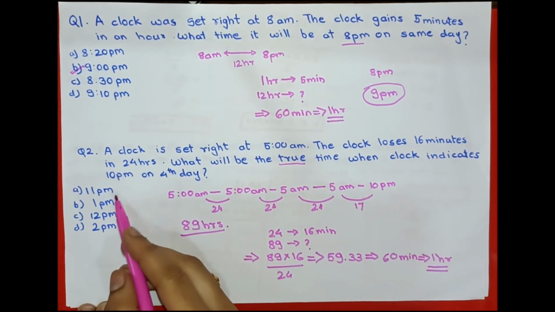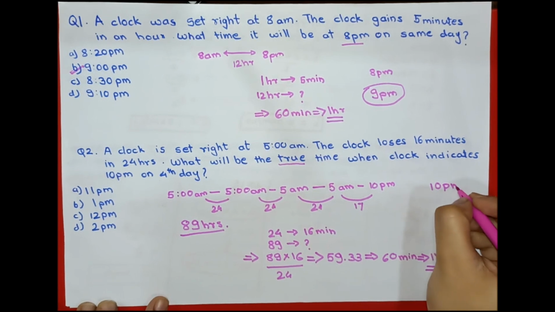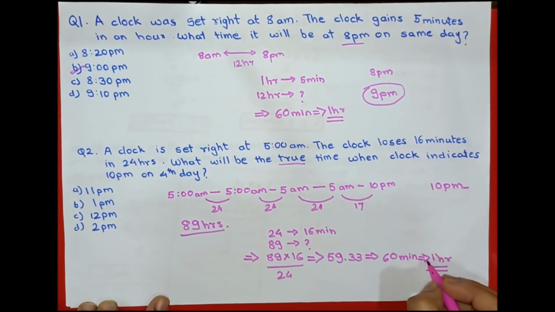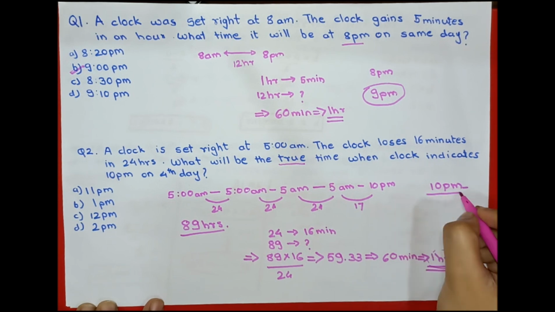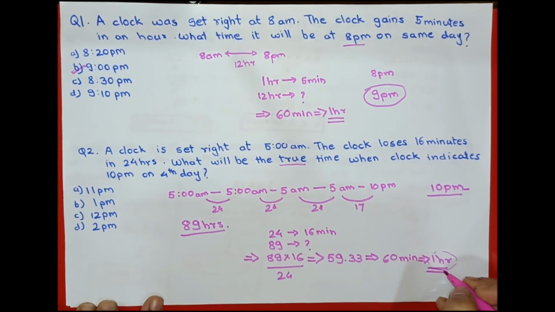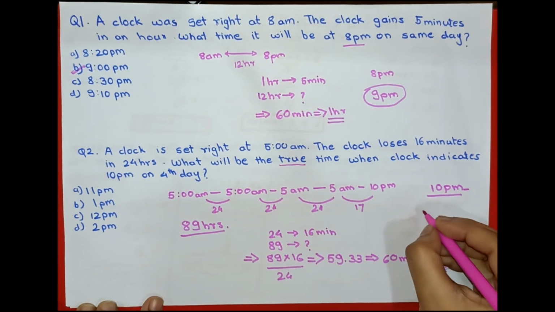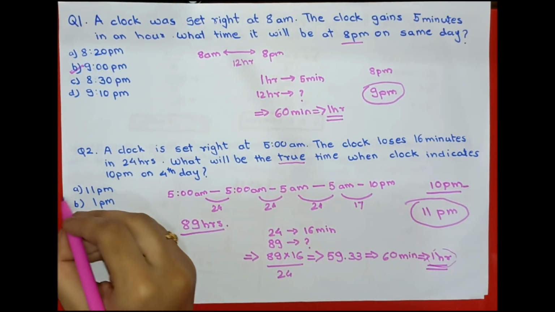Now the false clock was showing the time as 10 p.m., which means after losing this 1 hour, the clock was showing 10 p.m. But a normal clock would show the time as 10 plus 1 hour. It will show the time as 11 p.m., which is option A.